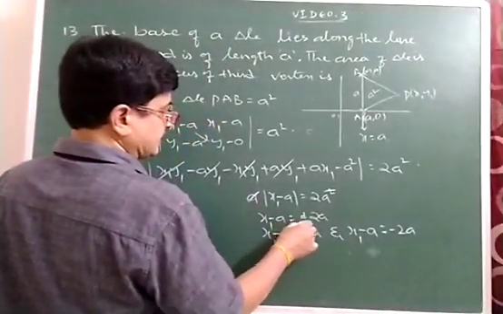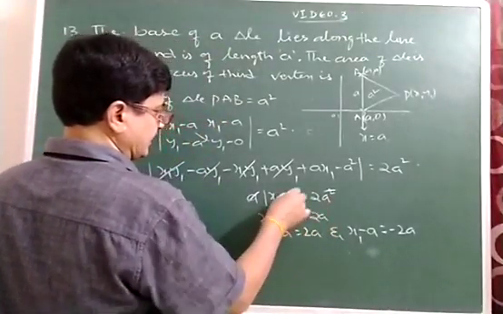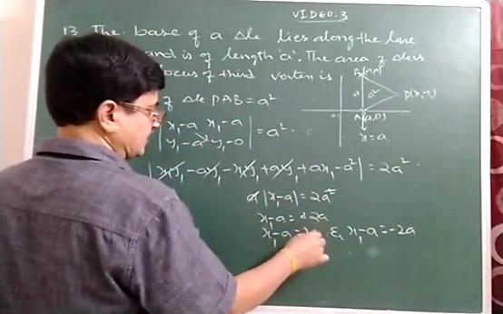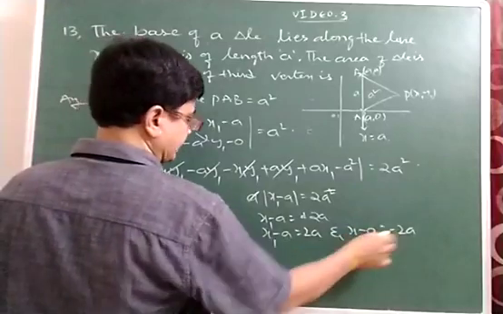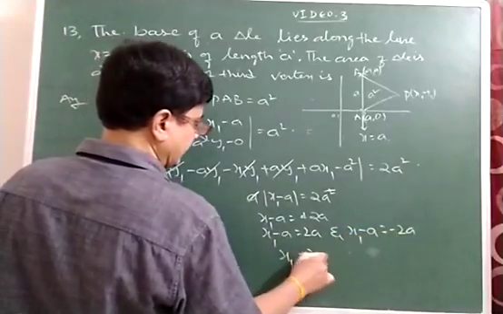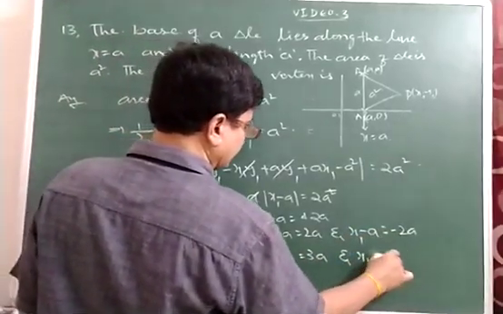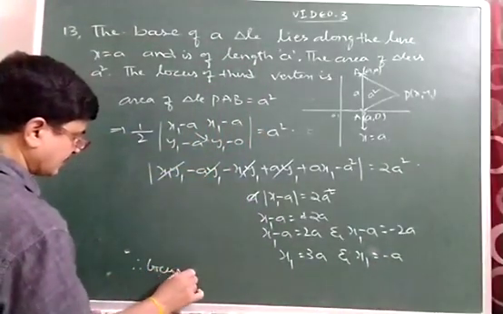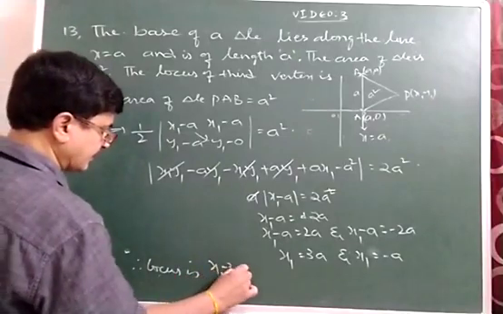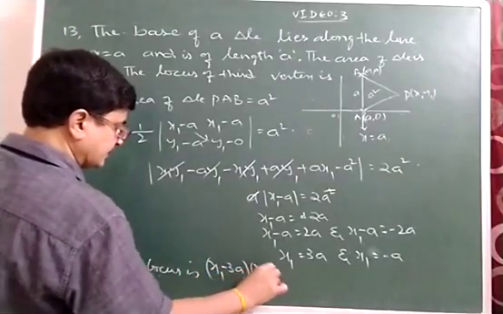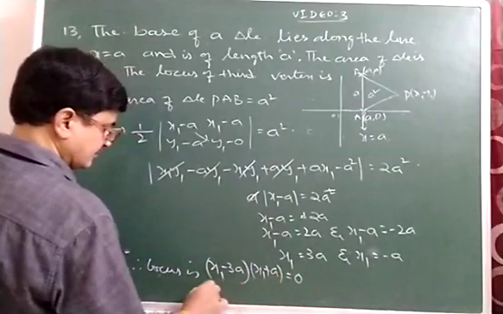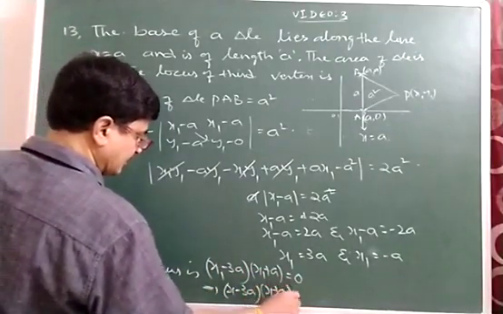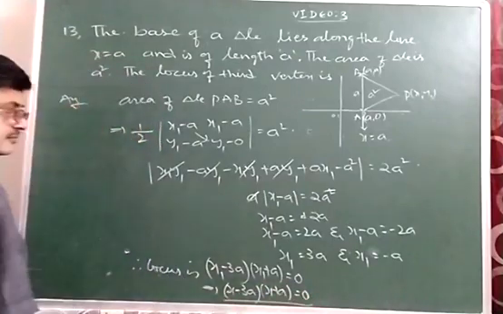Here x1 minus a is equal to plus or minus 2a. Since it is modulus, we apply plus or minus. So x1 minus a is equal to 2a and x1 minus a is equal to minus 2a. So x1 is equal to 3a and x1 is equal to minus a. Therefore the locus is (x1 minus 3a)(x1 plus a) is equal to 0. That implies (x minus 3a)(x plus a) is equal to 0 is the required locus.